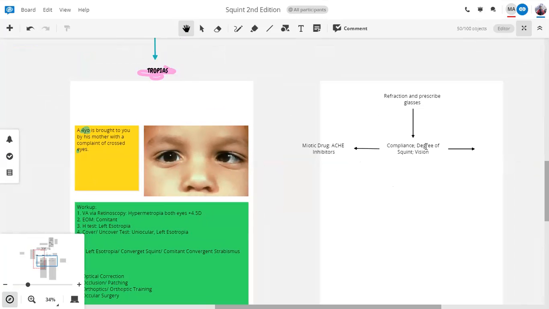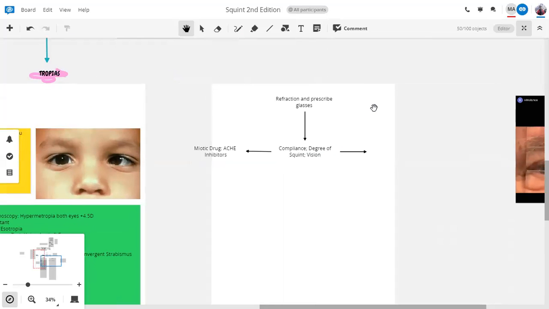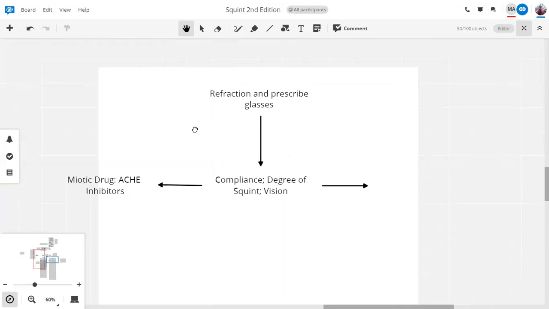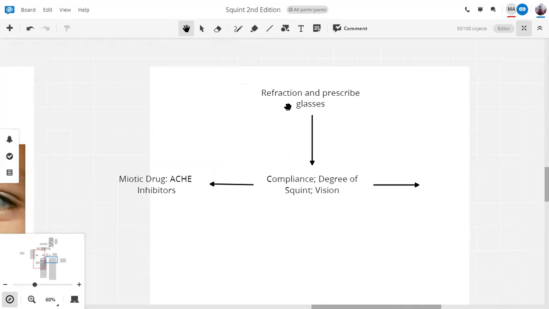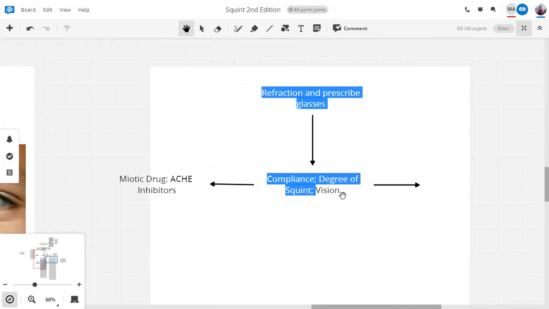Glasses are very important, even if squint is not accommodative. It helps a lot. It is indicated for the treatment of both accommodative and non-accommodative esotropia. So afterwards, where we left off, at our initial visit we will refract and give glasses. In the next visit, we will assess compliance, whether they use the glasses or not. We will assess the degree of squint, and then we'll reassess vision.